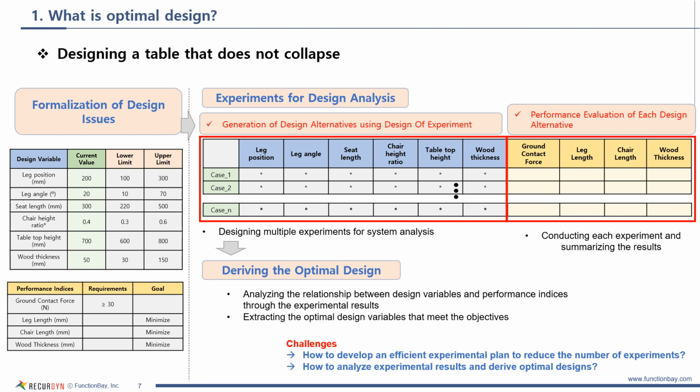AutoDesign automates all steps of the design process except for formalizing the design problems, resulting in derivation of optimal design values. On the next page, before explaining AutoDesign, I'll first describe how to create a RecurDyn model for the table problem.